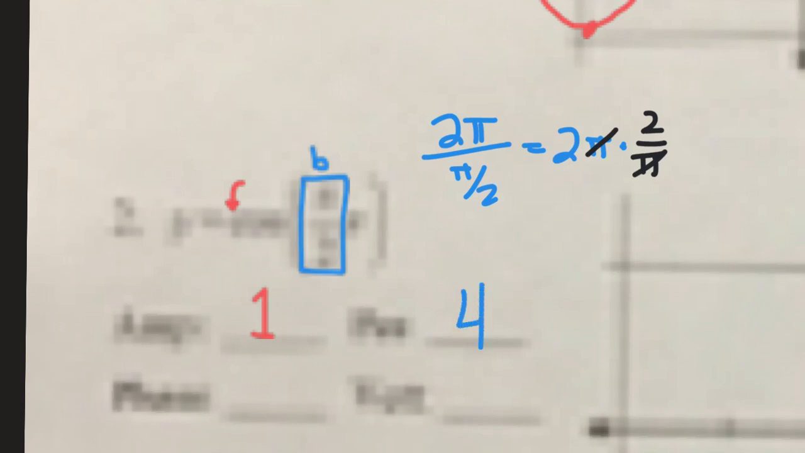So this graph has a period of 4, which means when we label our axes, we're not going to have a pi in the label. It's just going to be normal numbers. Okay, no phase shift. There's nothing in parentheses, right? A plus or a minus in parentheses, and no vertical shift. There's nothing after right there. Okay, so we have an amplitude of 1 and a period of 4.